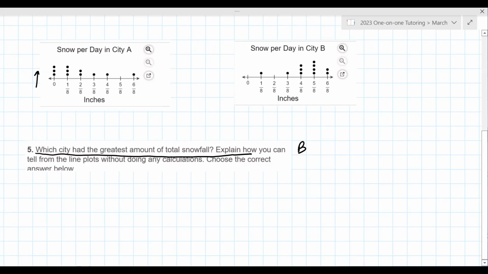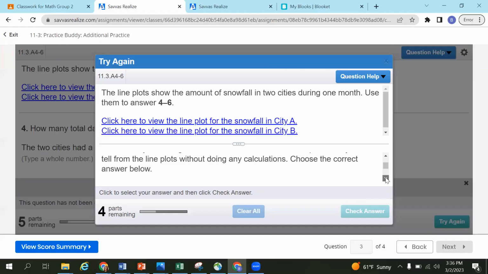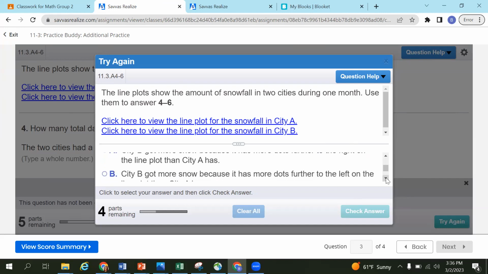Okay, now let's go back to your screen. Share your screen again, and because there's probably a couple options there. So city B got more snow because more dots further to the right on the line plot than city A. That sounds exactly like what we just said.